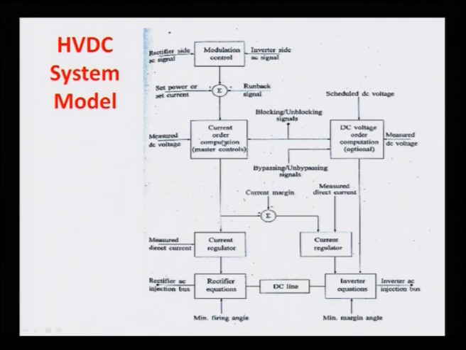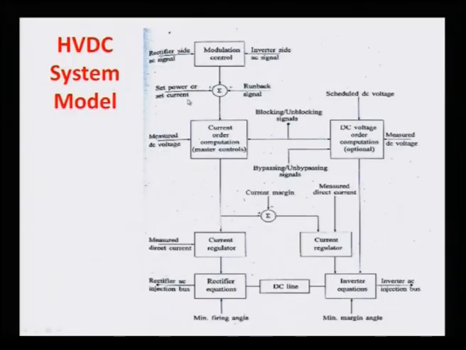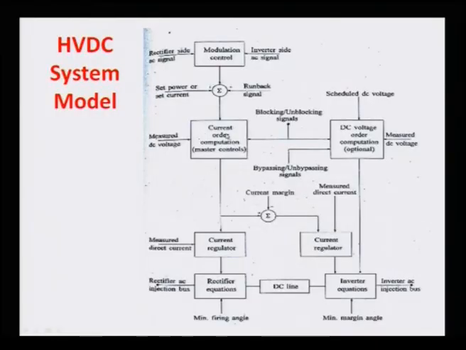So, what we require is to calculate the current order, that is, what the current should be, and that is basically decided by the set power, how much power you want to flow. That is why it is written set power, or you can say the current. You have to either set the current or set the power, because the voltage you know, and then you can calculate the current. So, either P reference or the current reference is there, and based on that we have to calculate the current order.